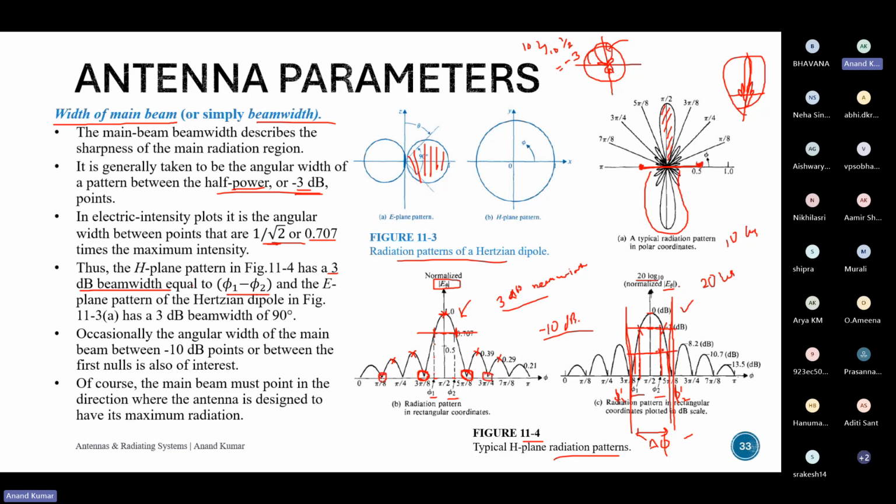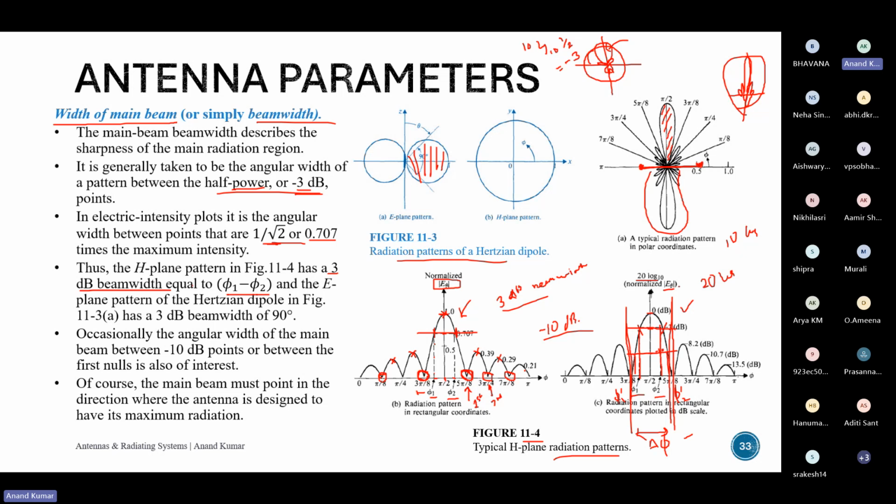Okay, so these are the minimas. So the first minima that we achieve is the first null, starting from the main lobe or the pi by 2 value. The first minima is the first null. This is the second null, and so on, and similarly in the other direction as well.